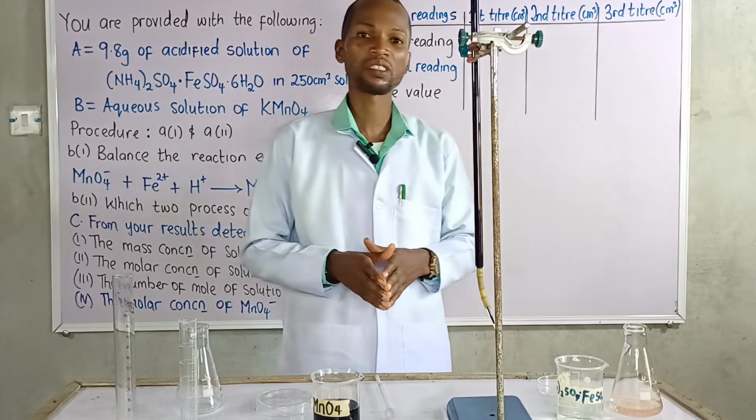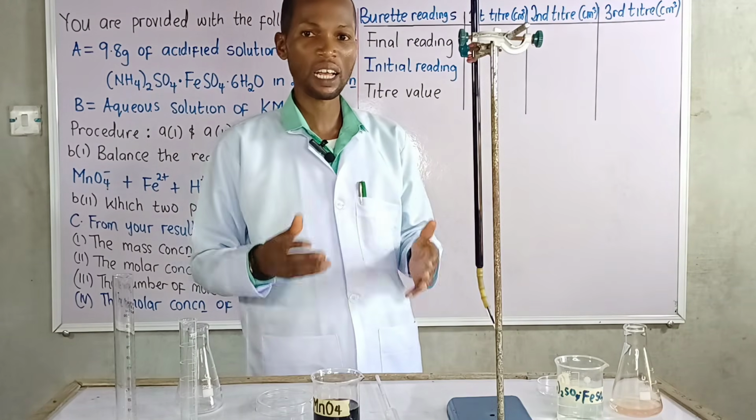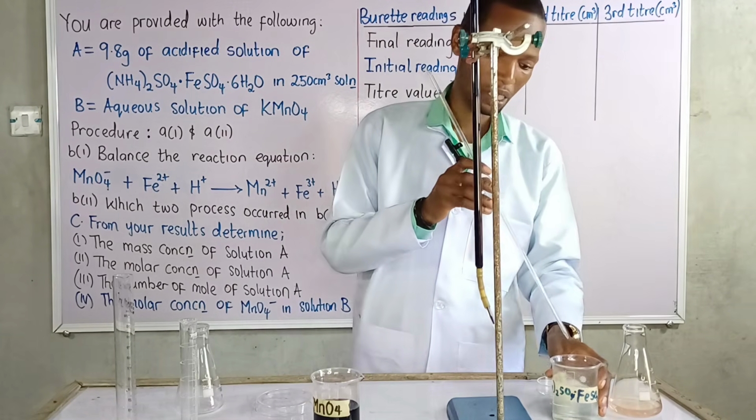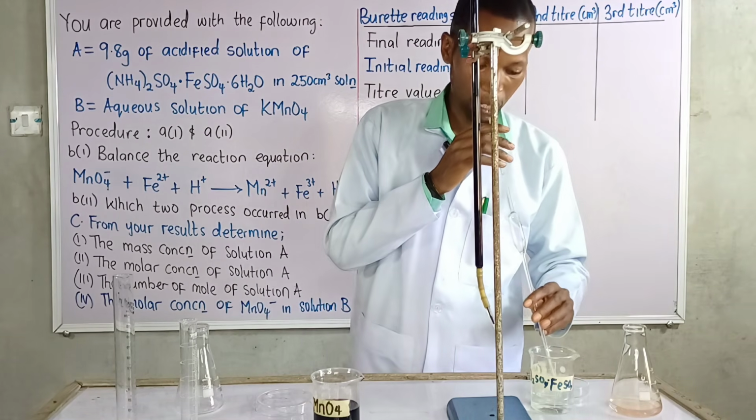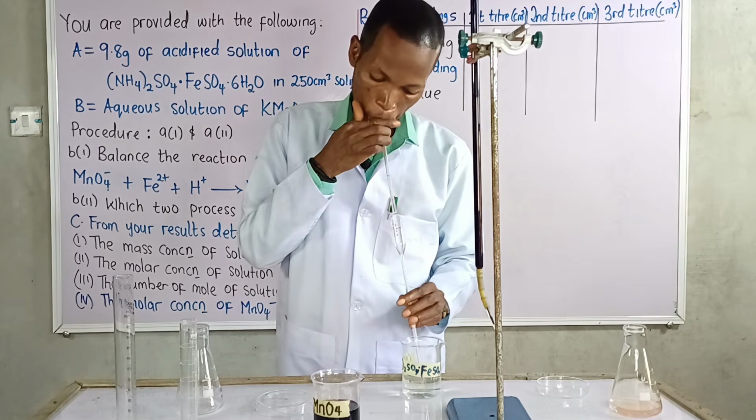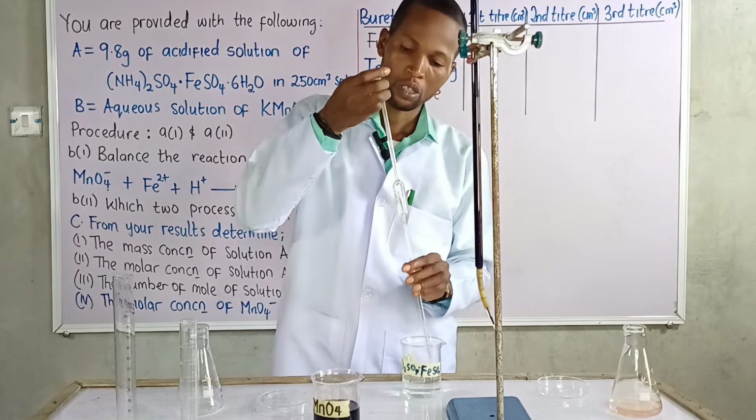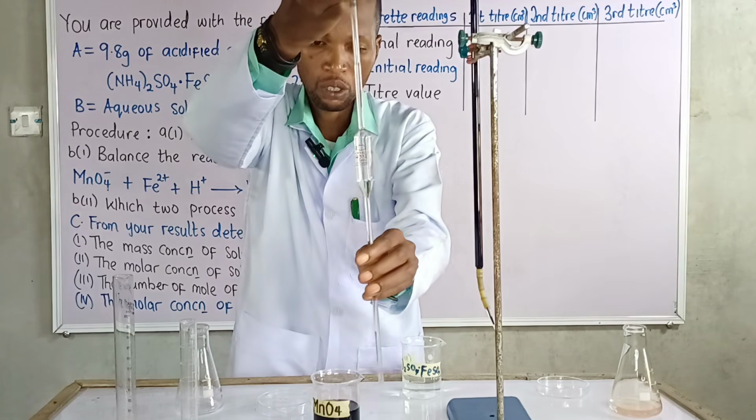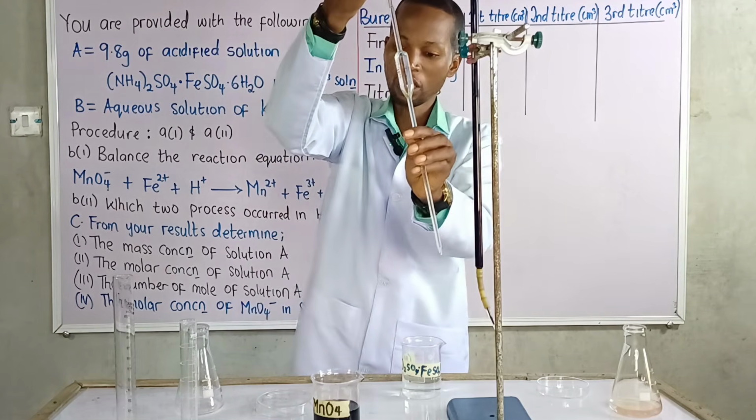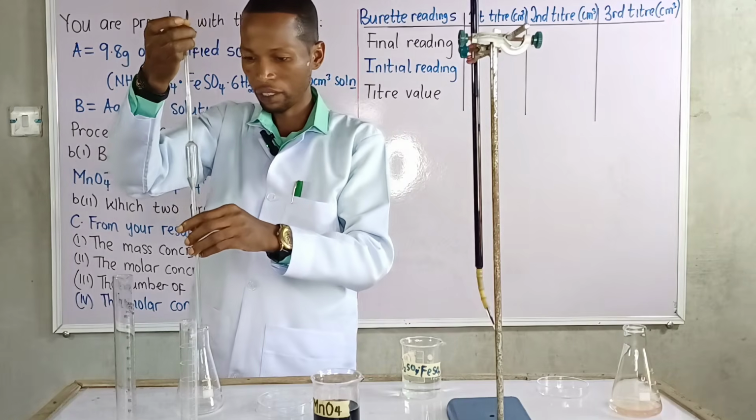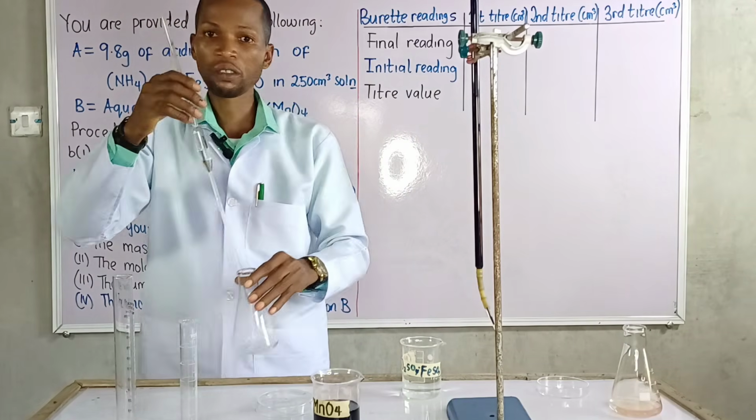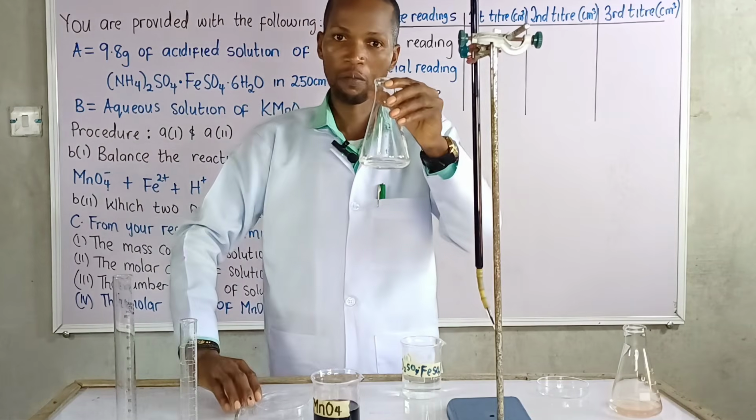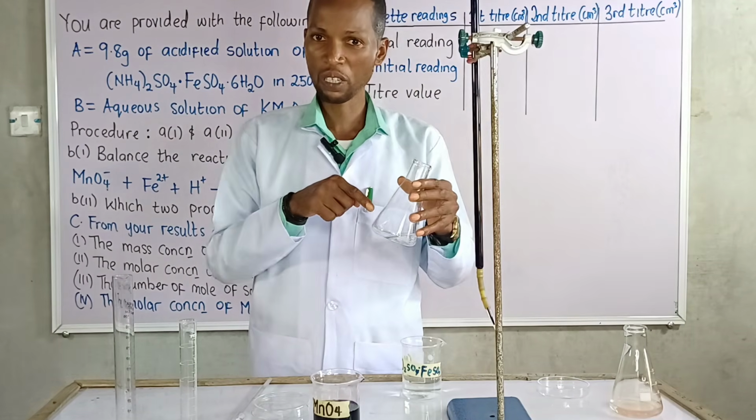So we carry out the same procedure for the second as well as the third titration. So the first thing we need to do is to pipette the ammonium iron(II) sulfate. So right here we have the 25 cm³ meniscus. So I'm going to introduce the solution into the conical flask. Remember, do not force the last drop, okay? So we have the solution of acidified ammonium iron(II) sulfate in the conical flask.